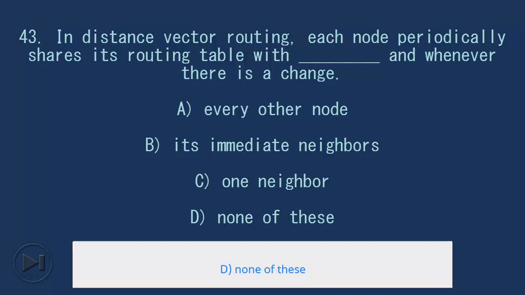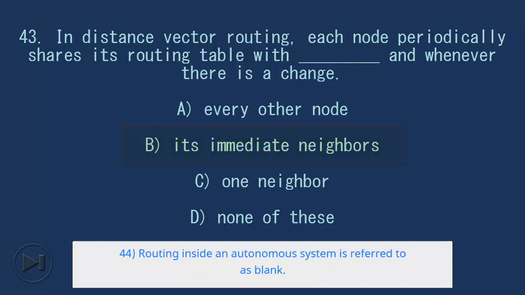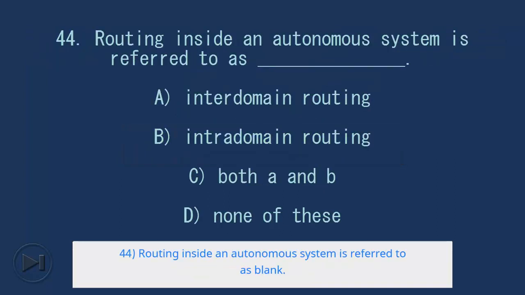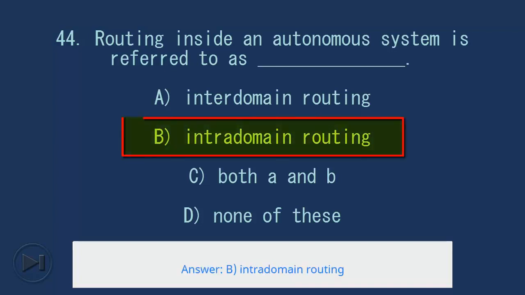None of these. Answer, B, its immediate neighbors. 44, routing inside an autonomous system is referred to as blank. A, interdomain routing. B, intradomain routing. C, both A and B. D, none of these. Answer, B, intradomain routing.